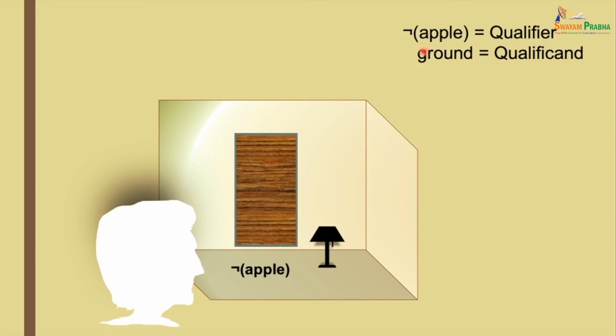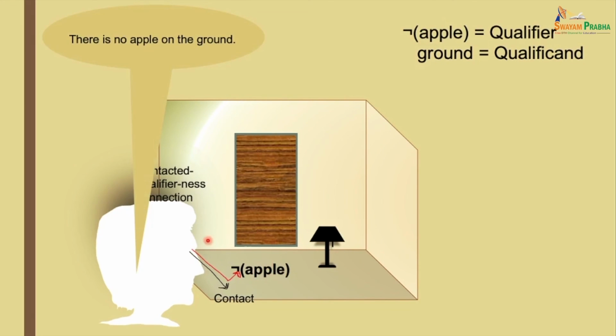In this case, the absence of apples becomes the qualifier, the vishesana, and the ground becomes the qualificant. That is very easy to understand. Now what happens is a contact once again is established between the ground and the eye of the subject. Following that, the next level sannikarsha is born, which is called contacted qualifierness, because now it's a connection between the eye and a qualifier, and at the same time it is going through contact, right? So it is contacted qualifierness, samyukta vishesanata. Vishesana means qualifier, and as a result of that, this subject cognizes there is no apple on the ground.